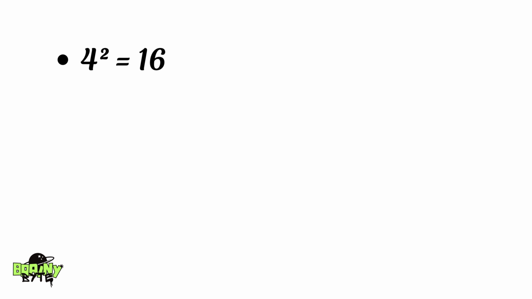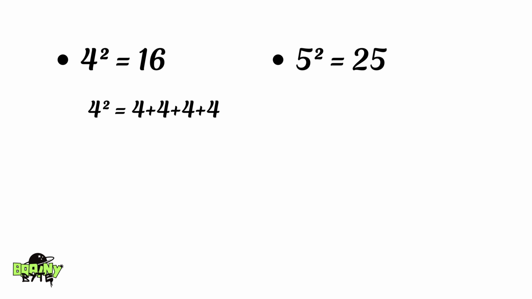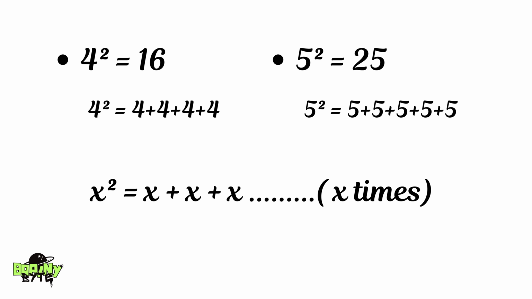For example, 4 squared is 16. That's the same as 4 plus 4 plus 4 plus 4. 5 squared is 25. That's 5 plus 5 plus 5 plus 5 plus 5. So we can write a general equation, x squared equals x plus x plus x, and so on, x times. This seems perfectly correct. Now let's do what we do in calculus.